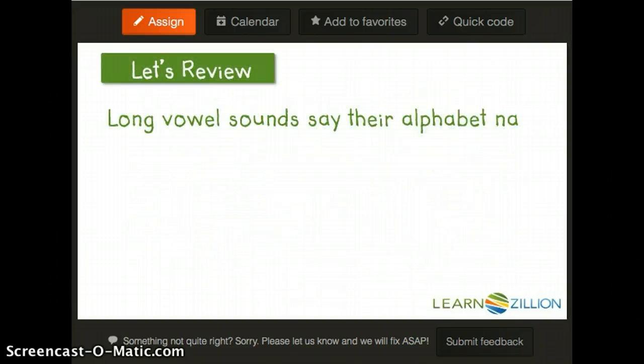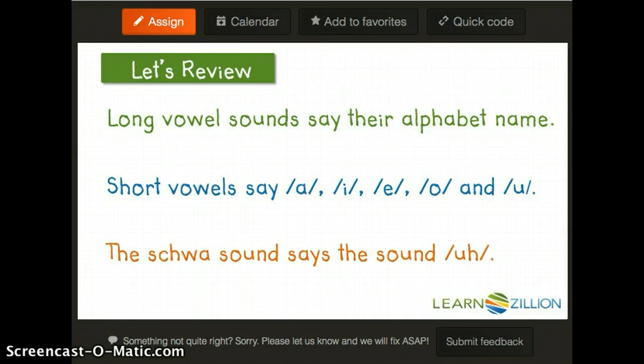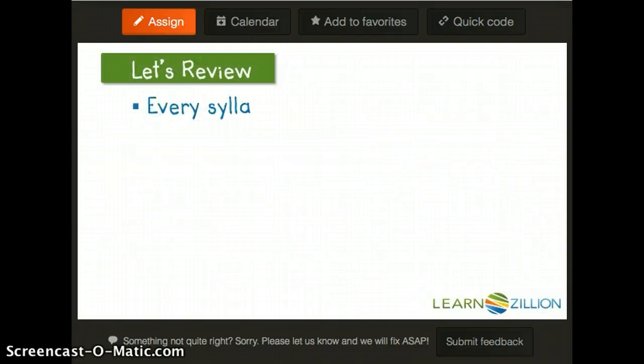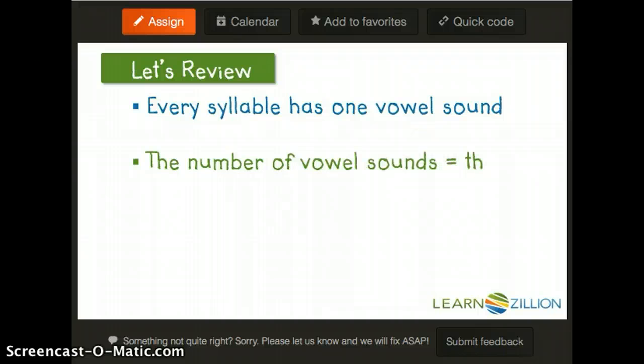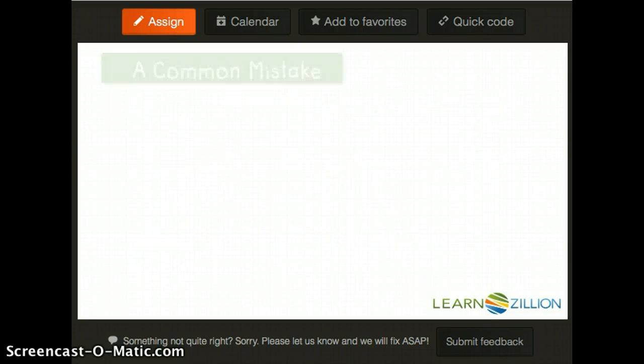Long vowel sounds say their alphabet names, like A, E, I, O, and U. Short vowel sounds say the short sounds, and the schwa sound says the "uh" sound as well. Every syllable has one vowel sound, and the number of vowel sounds equals the number of syllables. So one vowel words always have just one syllable.